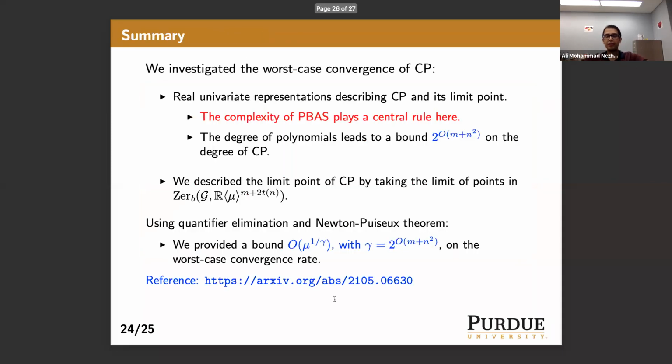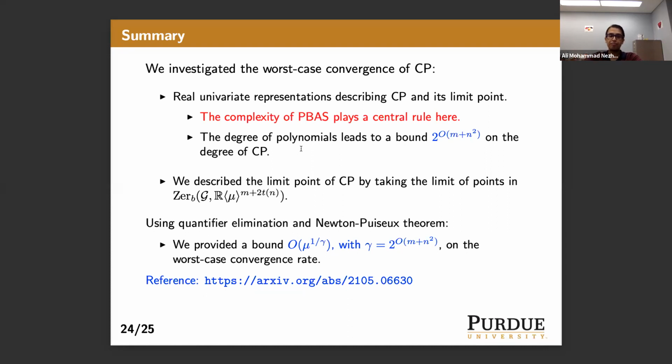All right, so in summary, we investigated the worst case convergence of the central path in terms of real algebraic geometry. What I did here is compute a real univariate representation of the central path and its limit point. As you might notice, the degree of the polynomials plays a central role here. If you have a way to reduce the complexity of parameterized bounded algebraic sampling, you can have a reduced bound on the worst case convergence. But so far, this is the best bound on the worst case convergence rate.